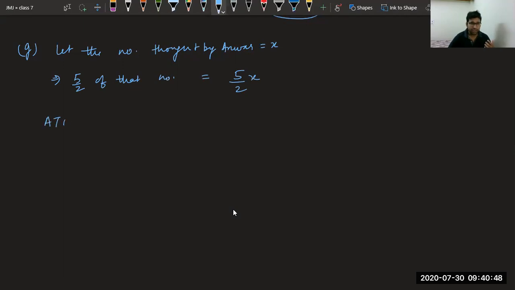So ATQ means according to the question. This is a short form, ATQ. I will be using it more often. So we can say, if he takes 7 from 5 by 2 of the number, then 5 by 2 of x minus 7 is equal to 23. Tushita beta, you are correct.